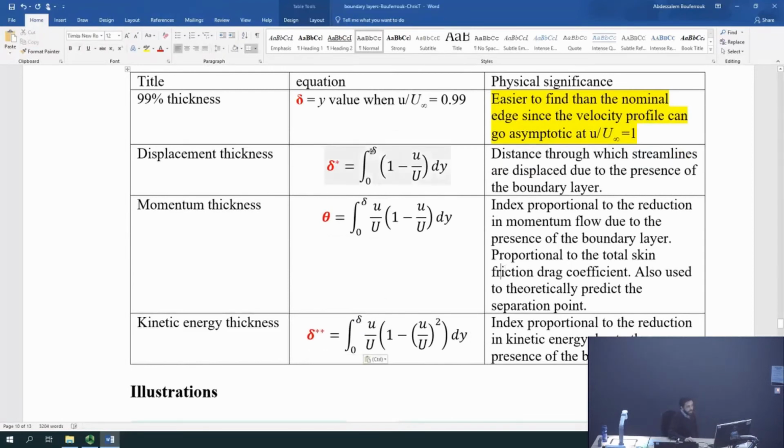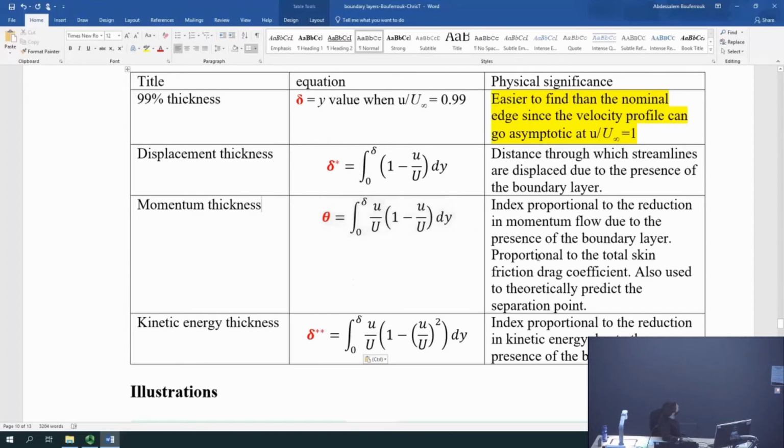Okay, so it's the integral from 0 to the edge of the boundary layer of 1 minus u over u infinity. Again, I should have put u infinity there. Sorry, guys. It should be u infinity. But anyway, capital U is the free stream speed. So u over u infinity actually defines your profile in the boundary layer. And if you take the integral of 1 minus that profile along the y direction, then that will give you the displacement thickness. The next one is momentum thickness, symbol theta.